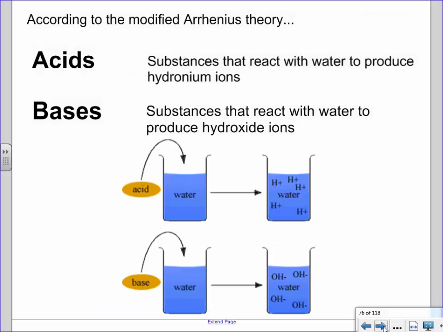So let me do an example here. According to this modified Arrhenius theory, here are the definitions. If you can take a substance and react it with water, and it produces hydronium, H3O+, we can call it an acid. But we have to react it with water. And bases are things that produce hydroxide. If you can produce one of these two things, then that'll help prove whether it's an acid or a base.